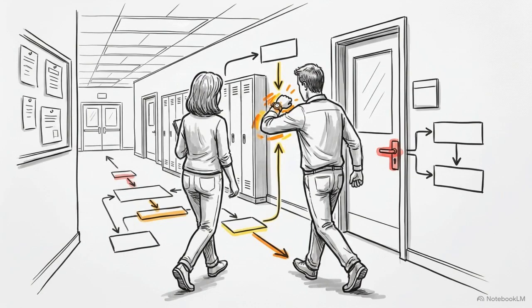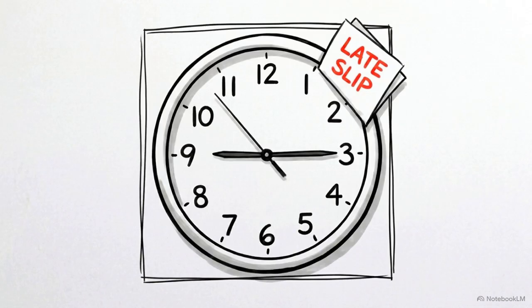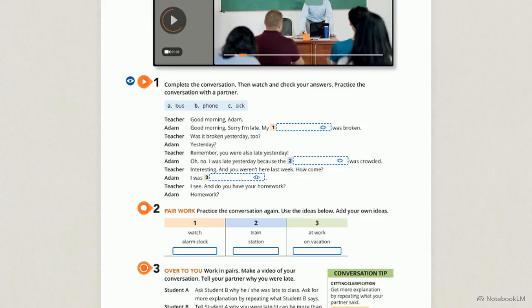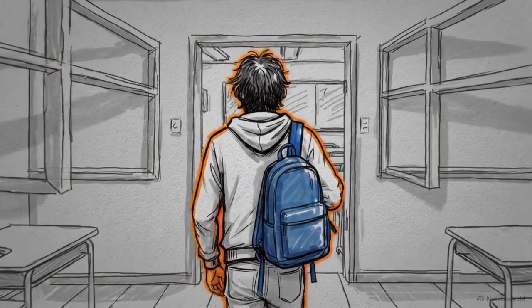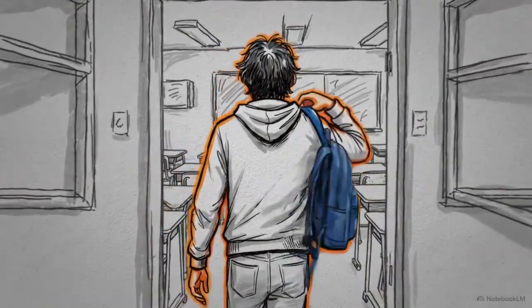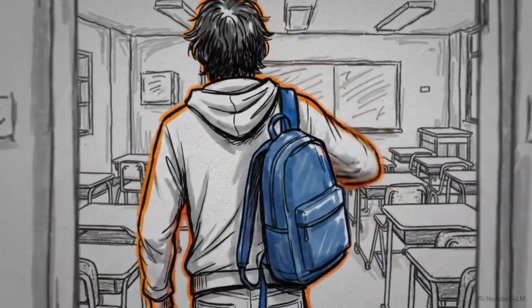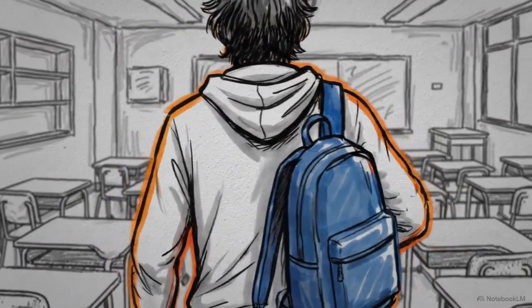Now let's see how those vocabulary words and grammar rules work together in a real-world scenario, like explaining to a teacher why you are running late. In this transcript, Adam uses our earlier vocabulary to make his first excuse. My phone was broken. He pairs the singular noun phone with was. When the teacher asks about the day before, he uses another condition. The train was crowded. By combining a specific noun with the correct form of was or were, Adam creates a clear, undeniable explanation for his delay.